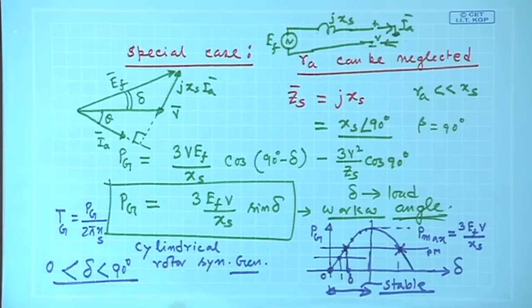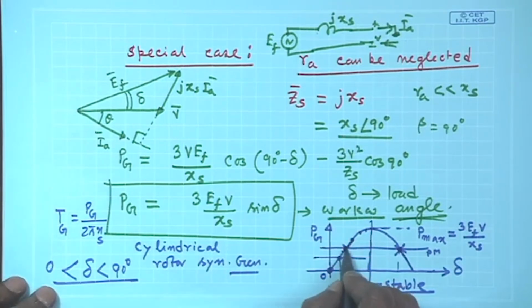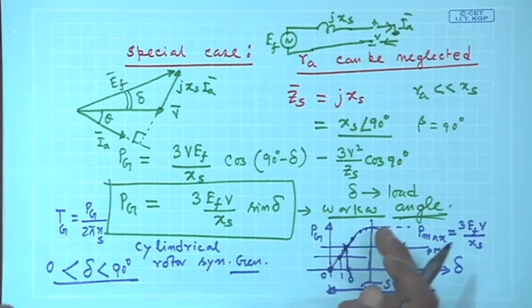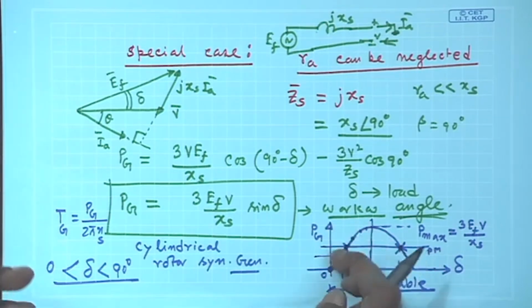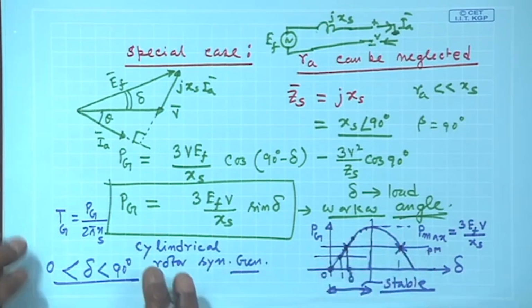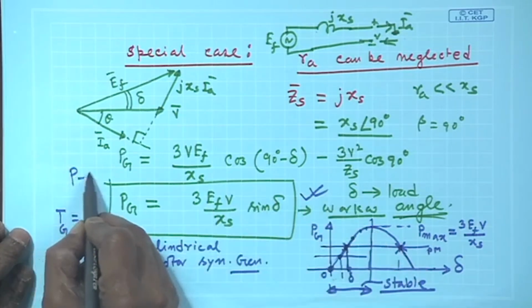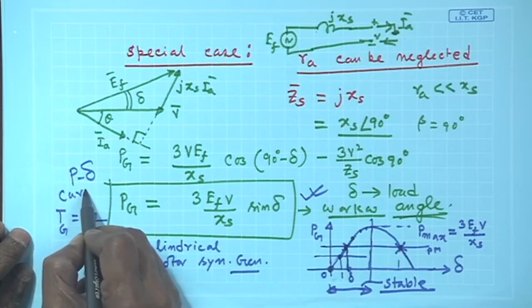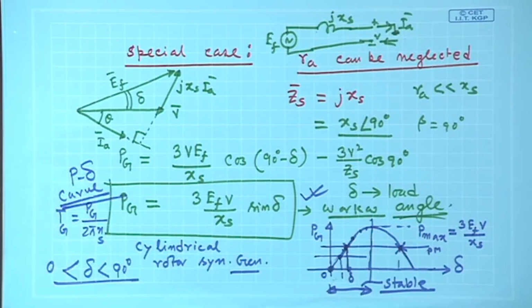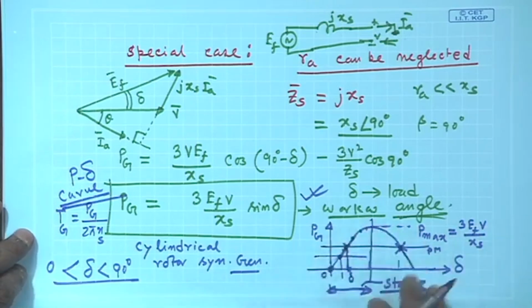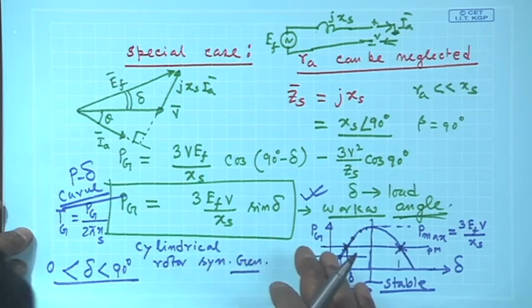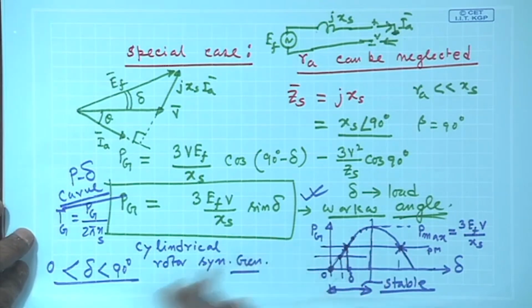Typical values of delta may be 10 degree, 5 degree, 20 degree. It should be in this linear zone preferably, and well below this unstable zone. So, anyway, this curve, the P delta curve as it is often called, is very much useful. Understood? Therefore, I will come to this curve slightly later, once I have done the motor phasor diagram.